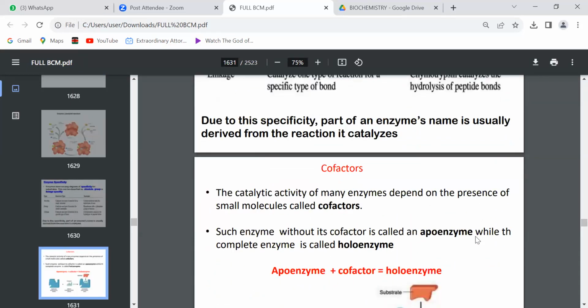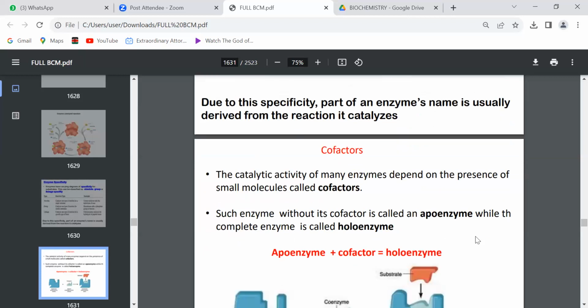Okay. Then we also have cofactors. Now there are some enzymes that are not active on their own. So they need a cofactor to bind for them now to be active. So you will need that for those kinds of enzymes.